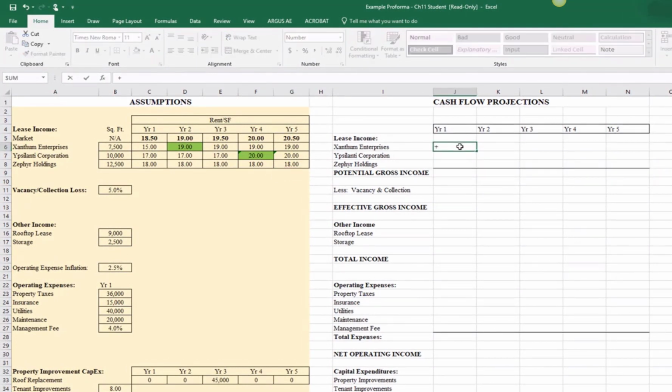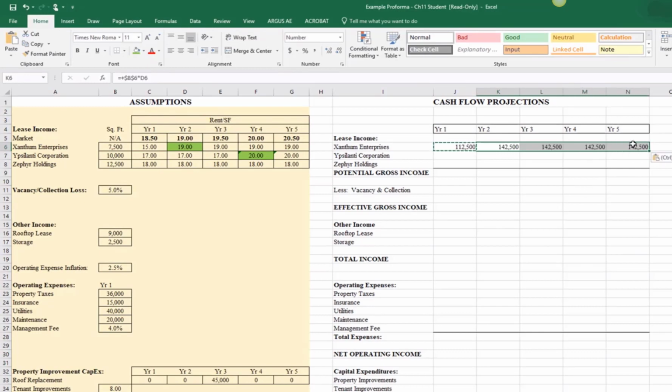So for Xantham, I'm going to refer over to their square feet, and I'm going to hit F4 to lock that cell to make it an absolute reference. I'm going to change that in a minute, but I'll show you what I do. And then I'm going to refer to the year 1 rent because we're in the year 1 column. I'll refer back over to the assumptions where the year 1 rent is, hit enter, and I can copy them all the way across, and that's going to work. It's just going to take Xantham square feet, multiply it by the appropriate year's rental rate.